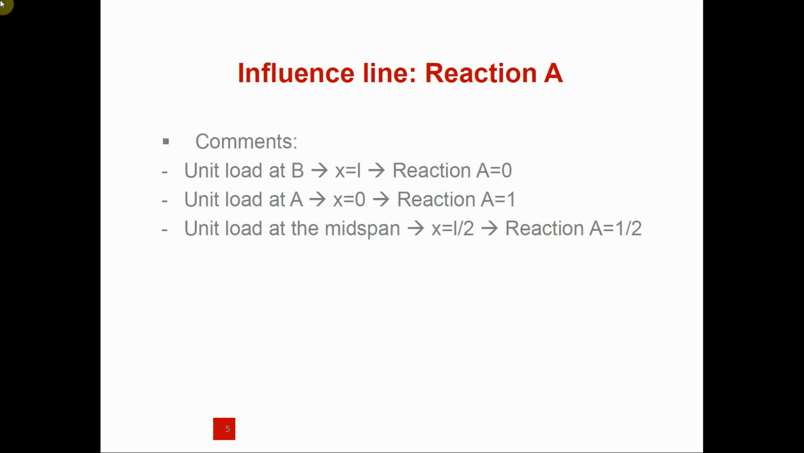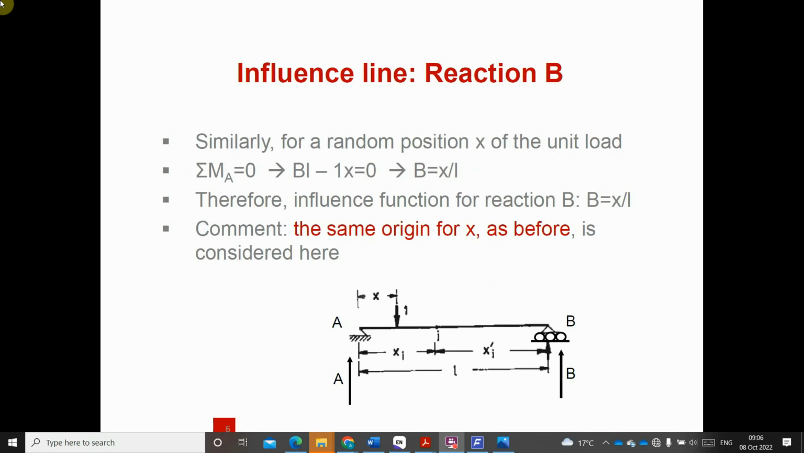That is why our reaction at the midspan of A will be half. So taking that into notice, we're going to draw our influence line for reaction at point B. The same principle applies: we take our moment about point A. Now if we do that, we have B times L minus 1 times S equals 0, which gives us B equals S over L. So the influence line for the reaction at B equals S over L.